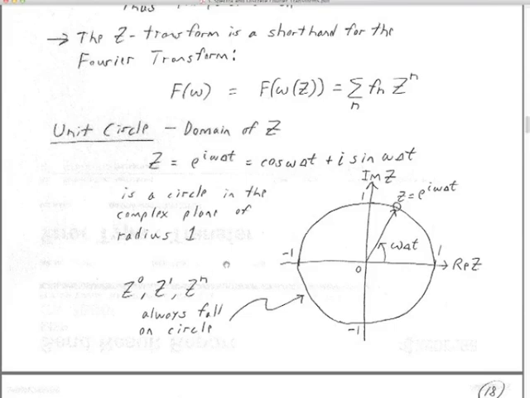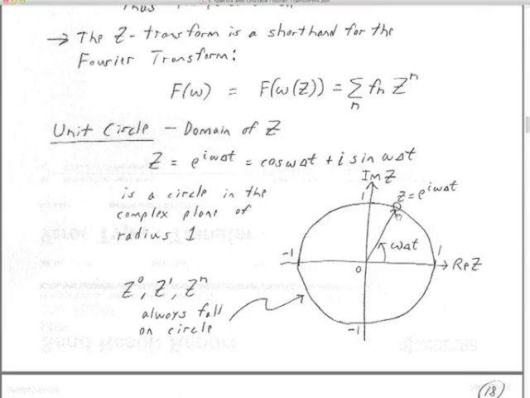Okay, here's another thing: you can take z to the zeroth power, which is one. That's on the unit circle. Z to the first power, that's on the unit circle. You take z to the nth power, some integer n, it's still on the unit circle. So every one of the components of the z polynomial is on the unit circle. So the whole polynomial is on the unit circle.